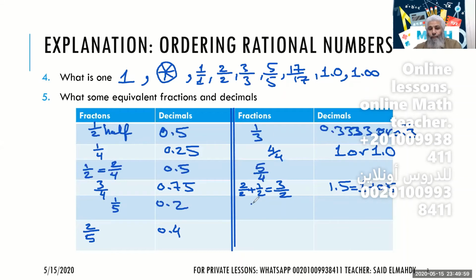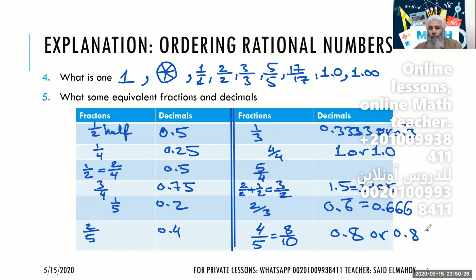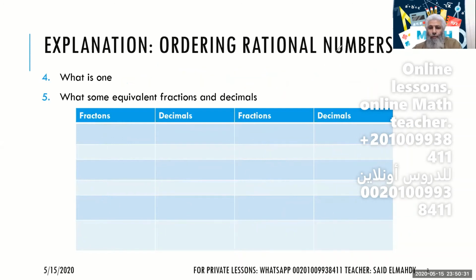And what about 2 over 3? This will be 0.6, repeating 6, 0.6666, and so on. Let's say here is 4 over 5, this will be equal to 8 over 10, and this is 0.8, or 0.80. It is the same. These are some examples of fractions.